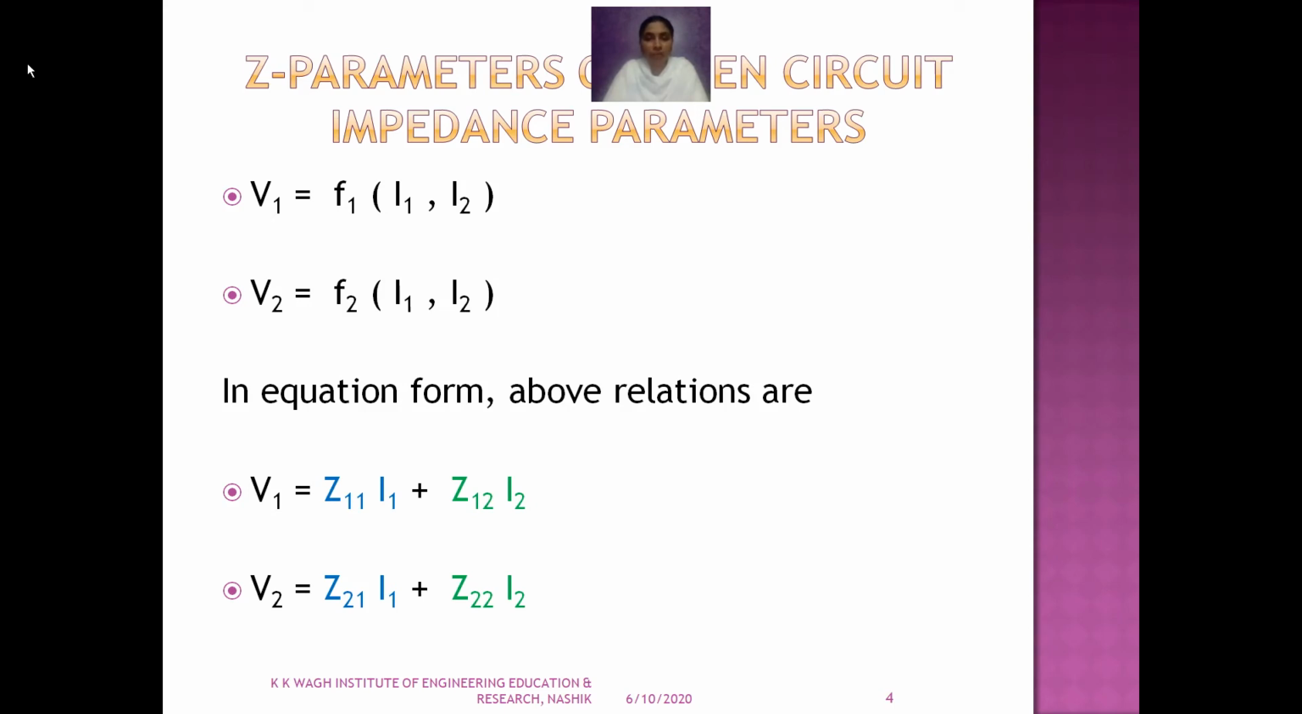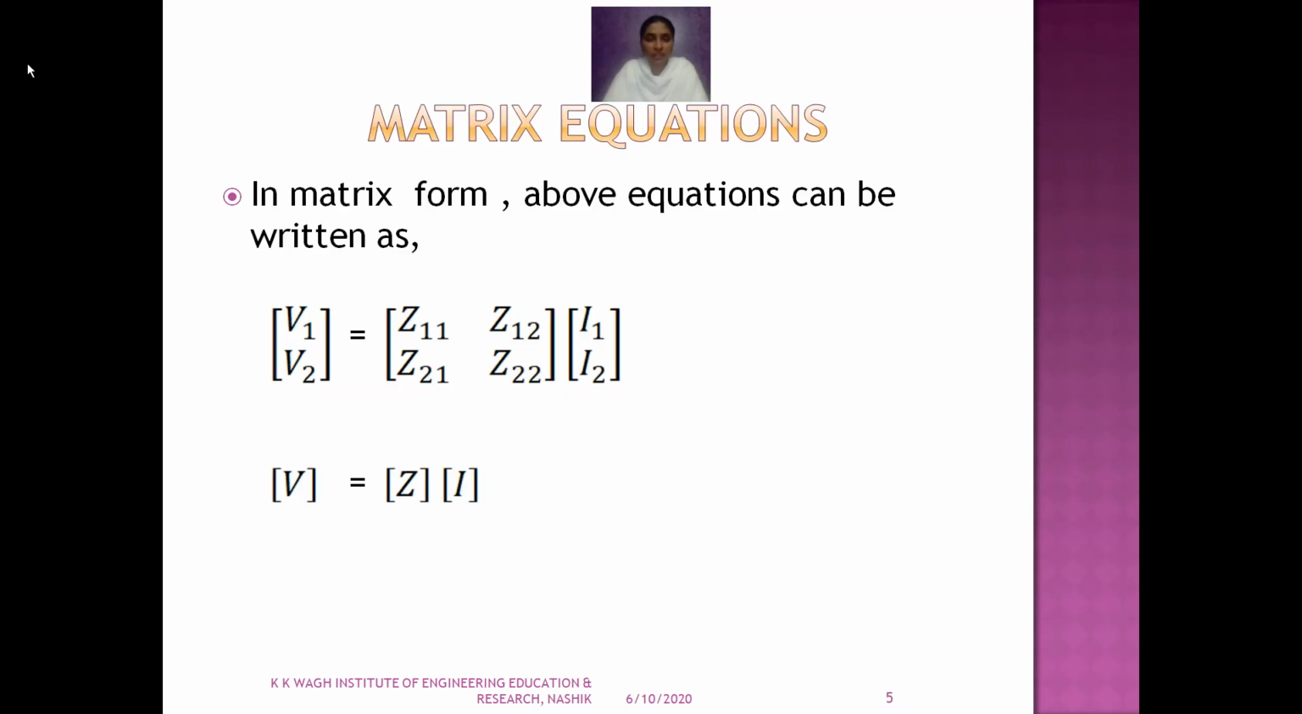Now, in equation form, we can write these relations as V1 is equal to Z11 into I1 plus Z12 into I2. V2 is equal to Z21 into I1 plus Z22 into I2. In matrix form, we can write this as [V1 V2] is equal to, I am reading the 2 by 2 impedance matrix row wise, [Z11 Z12; Z21 Z22] into [I1 I2]. So basically we can say V is equal to Z into I. Voltage is equal to impedance into current.